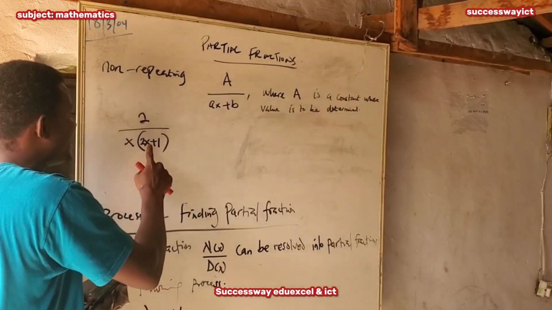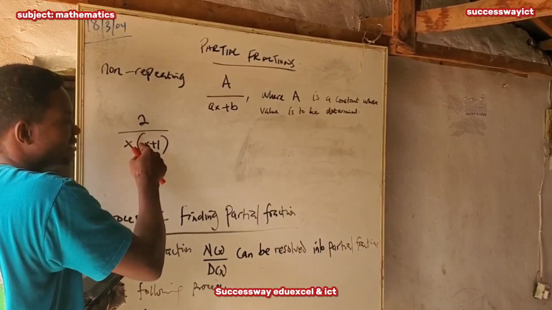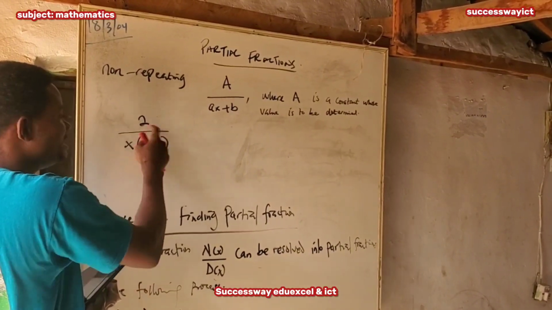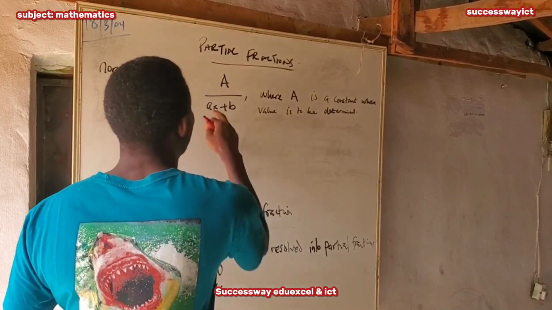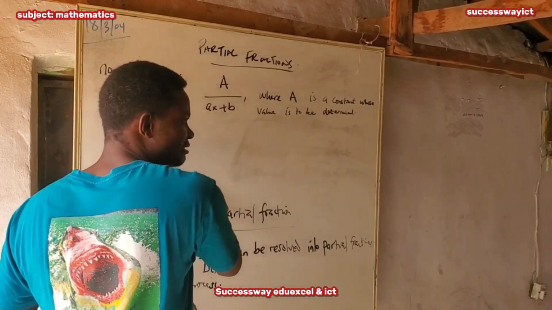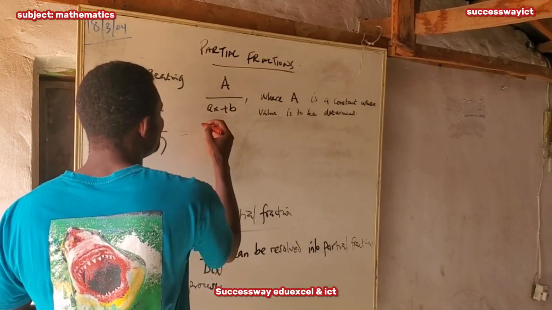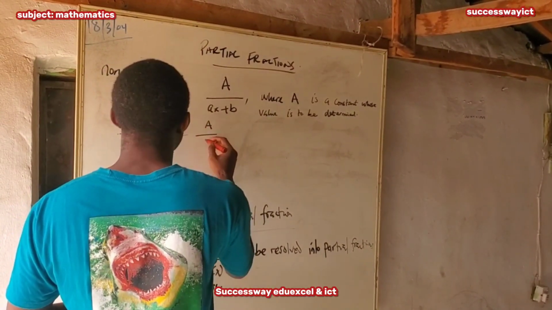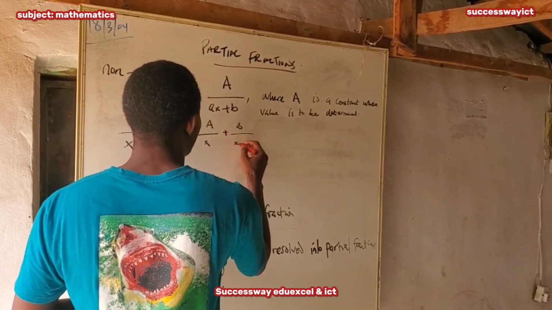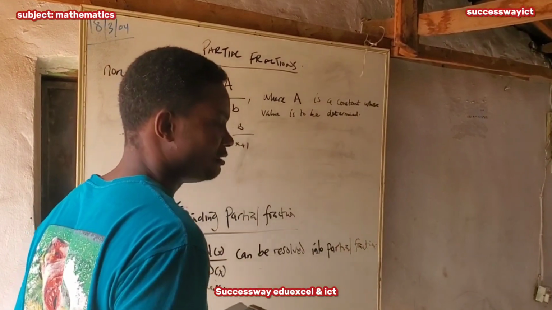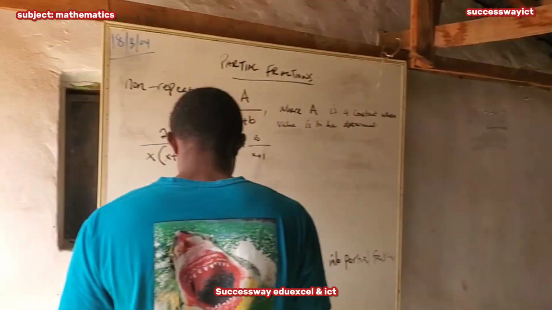If it's x plus 1 I have, my a here is 1, my b is what? 1. So this is of this format. So they are now saying that if you are having this kind of case, how you resolve it is going to be a all over x plus b all over x plus 1. Are we together? All right.